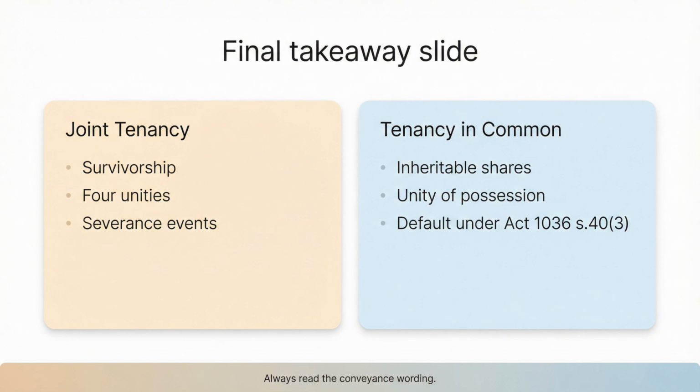The big takeaway is to separate the two models. Joint tenancy is defined by survivorship and the four unities, and it can be severed when a unity is destroyed. Tenancy in common has inheritable shares and mainly requires unity of possession, and under Act 1036, it's often the default unless joint tenancy is clearly expressed.